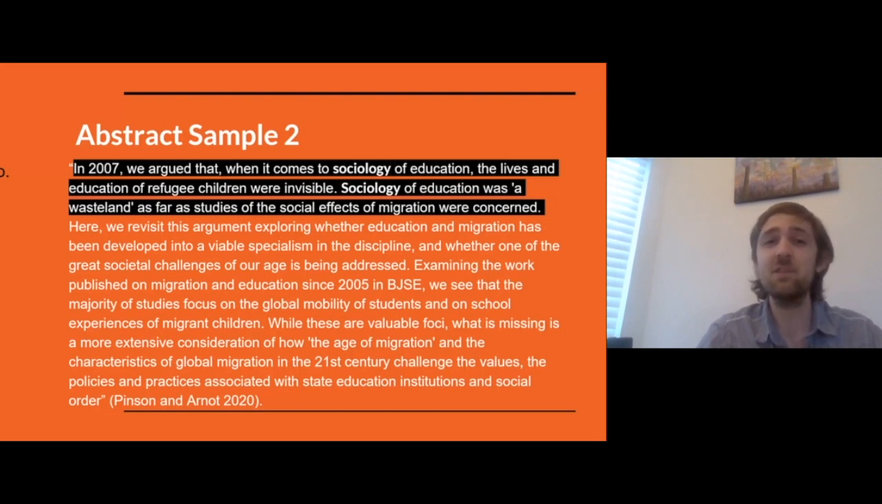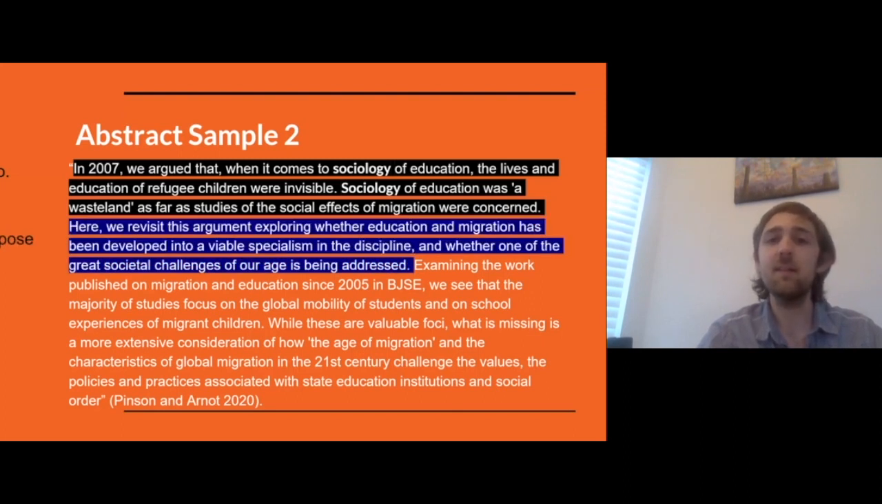So sociology of education was a wasteland as far as studies of the social effects of migration were concerned. There again, we see that gap, right? That niche that's going to be occupied by these authors. Then moving on, we can look at the purpose statement, where the authors are pointing out that they're going to revisit this topic in the hopes of seeing what has changed in the meantime since they sort of established the territory in their previous work.